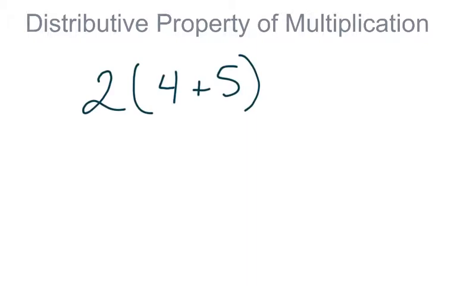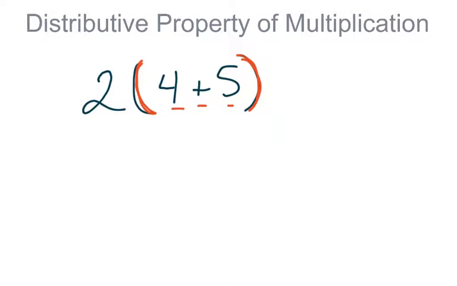Okay, we're going to start with the distributive property of multiplication. Let's look at an example. Here we have 2 times, you'd say this as 2 times the quantity of, and that means that I'm about to say everything that's inside parentheses, 2 times the quantity of 4 plus 5. Okay, but how do we do that?